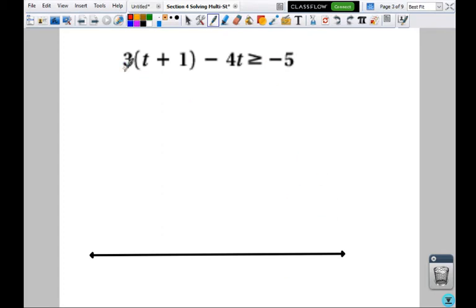Alright, so we are going to solve this for t. Susie, who's already started this, what am I going to do first? Remember what it's called? Distribute. So we are going to distribute our 3 first. And Zoe, what do I get after I distribute my 3? 3T.